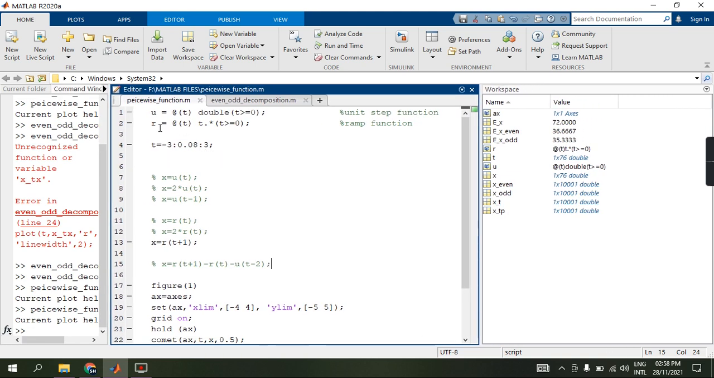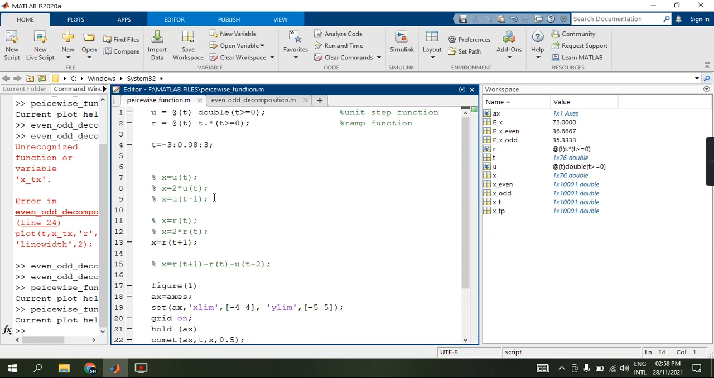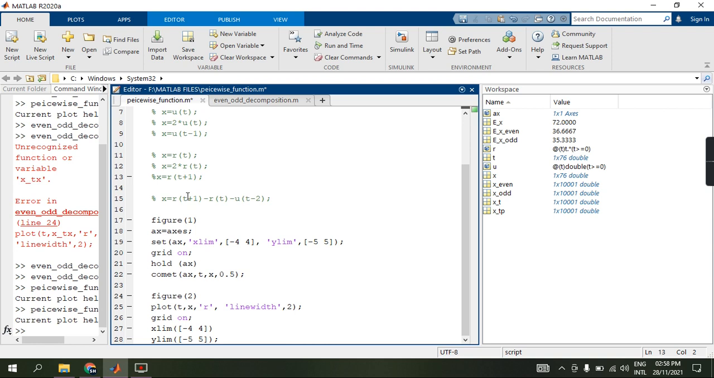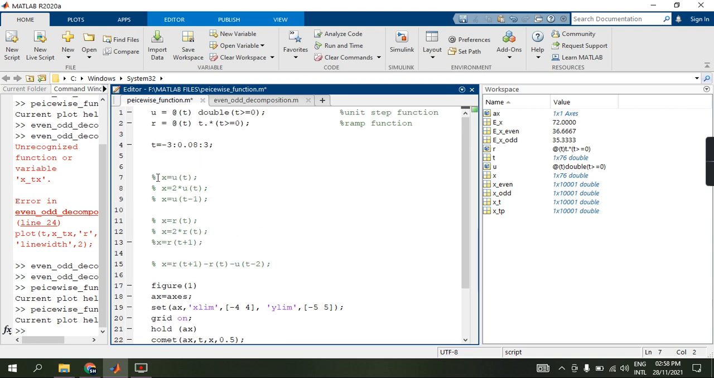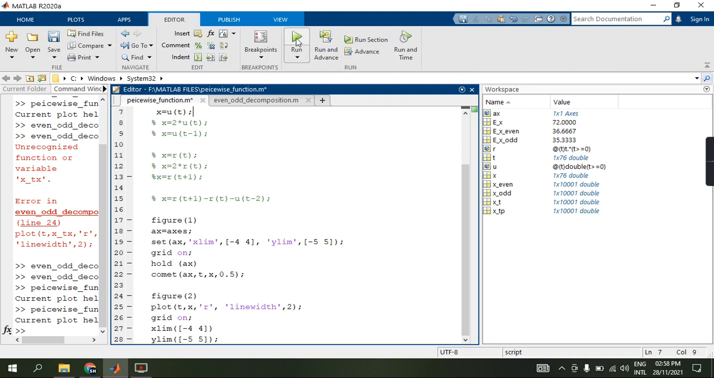So here we have the unit step function and the ramp function. Let me just comment it out. Okay, so at first we are taking a time interval of -3 to 3 at a rate of 0.08, and we are interested to plot the unit step function at first. And here we see some plotting functions like comet and other things, just to visualize it nicely.